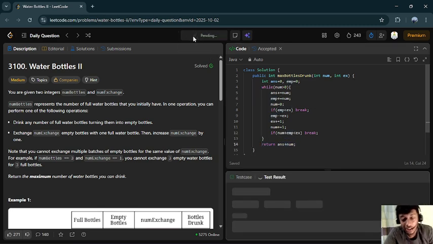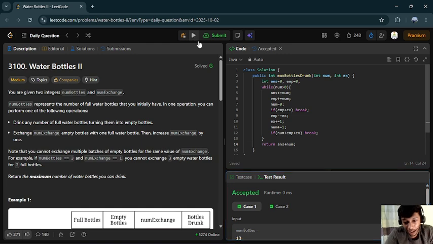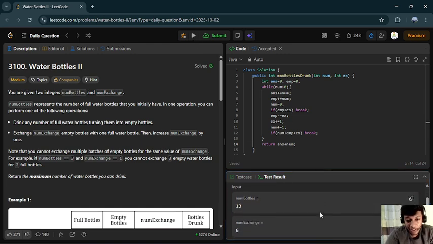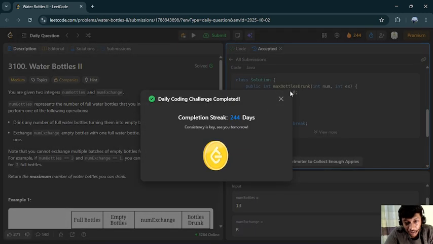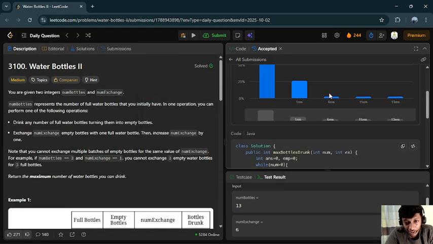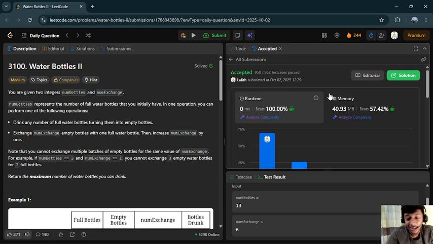So let's see. Yeah, the cases have passed. So let's submit. Accepted. Beats 100%. This is one of the most optimized codes we can have.